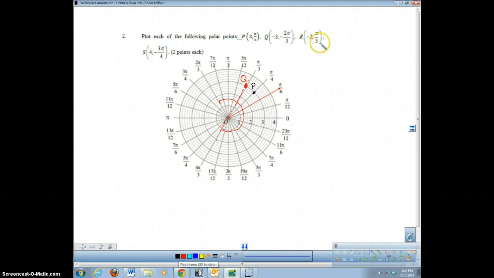R is pi over 3. So here's pi over 3. And negative 2, so we're going to go back 2. 1, 2. So there's R. And finally, we'll do S. S is negative 3 pi over 4. So where's 3 pi over 4? It's this far. Negative 3 pi over 4, we're going that far. We're going out 4. 1, 2, 3, 4. Okay, and there's S. All right, so that's plotting points.